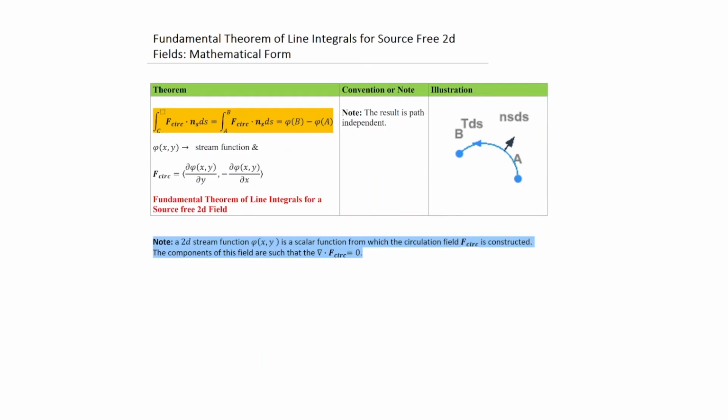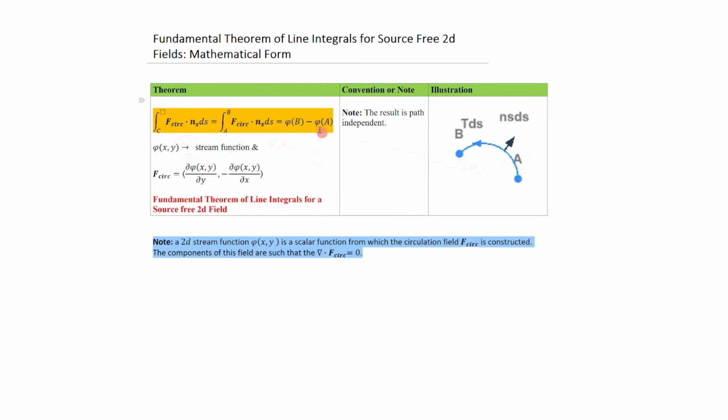For a source free field, the problem looks more or less the same, except instead of doing an integral with respect to a tangent vector, it's with a normal vector. If it's source free, then it means that we only have a circulation field, the integral of F circulation dot n ds, and again we're going to integrate between two points A and B. In this case, it's related to another type of function, not the scalar function phi, but a psi function: the value of psi evaluated at B minus the value of psi evaluated at A.